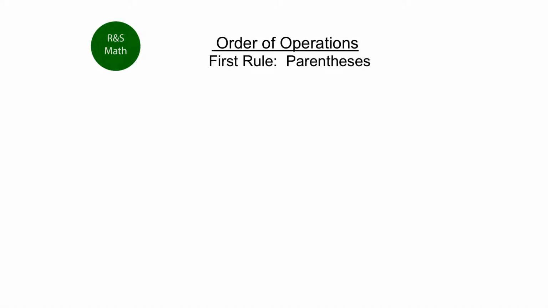This video is about the order of operations. You probably know that the first rule for the order of operations is parentheses, meaning first do the work inside any parentheses in the expression. Now we're going to talk about when there are two or more sets of parentheses in the expression. Then, what do you do first?